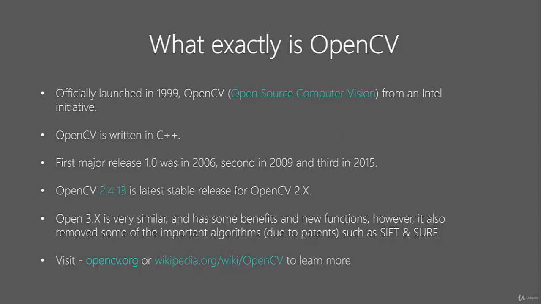So what exactly is OpenCV? OpenCV stands for Open Source Computer Vision and was an Intel initiative launched in 1999. Now the primary purpose of OpenCV was to consolidate a lot of the computer vision research that was being done back then. And a lot of this research was written in C++, which is why OpenCV is actually written in C++.